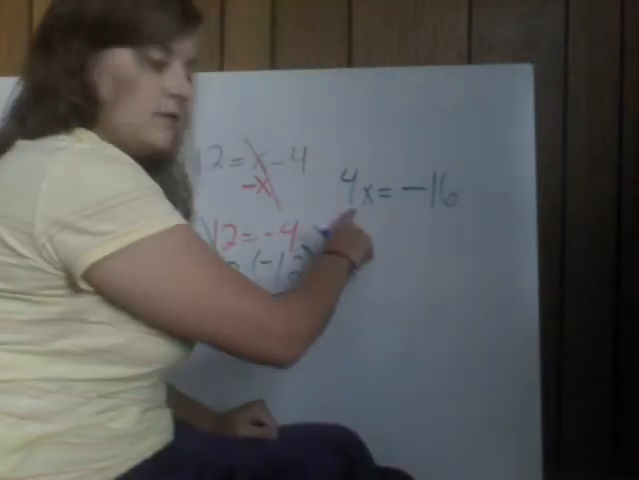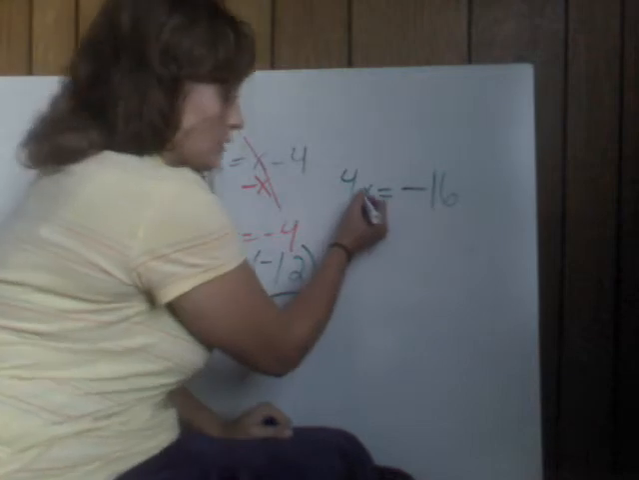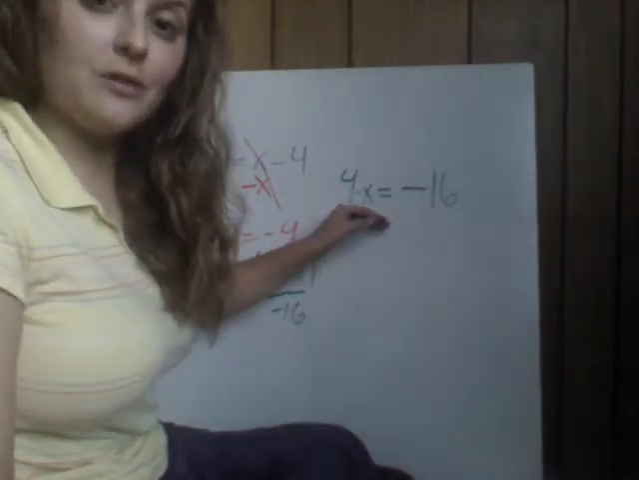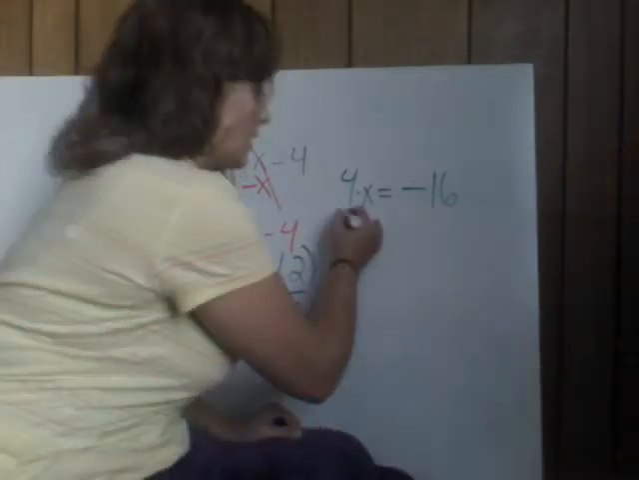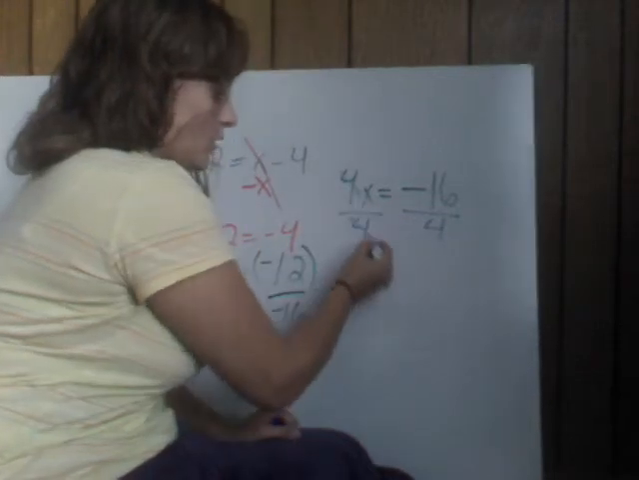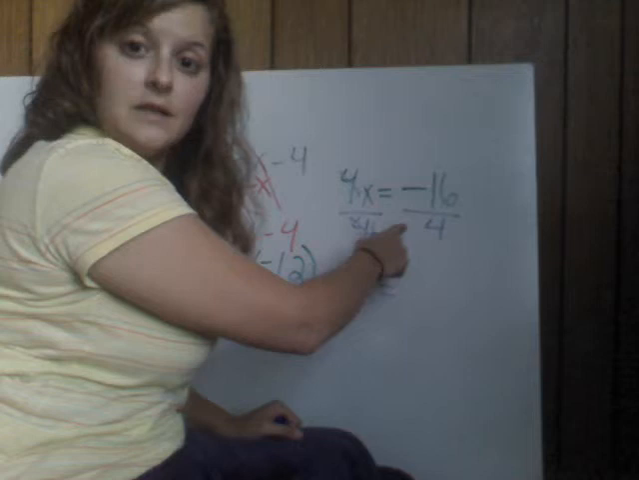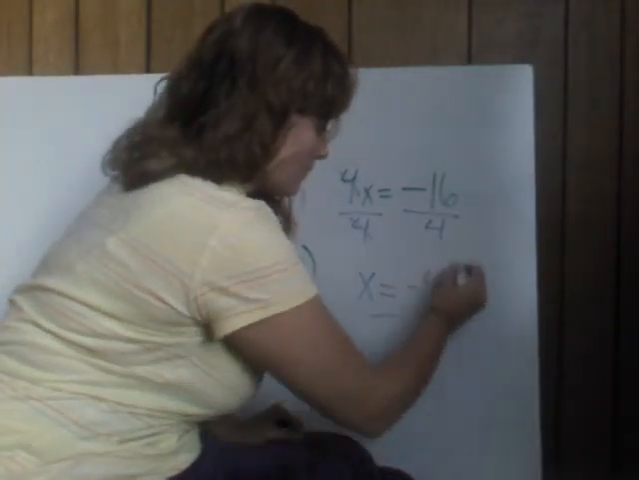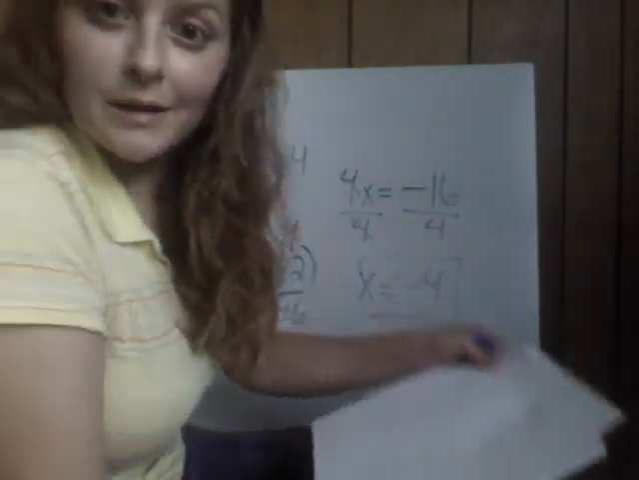I'm going to divide by 4, because you do the opposite. If I have a multiplication right here, because there's a little imaginary dot, and that means multiply, then to get rid of it, I'm going to divide. And I have to do the same to both sides. So I'm going to divide by 4, divide by 4. This 4 and this 4 cancel out. I have x equals negative 16 divided by 4, which is negative 4. If I look at my packet, letter A is negative 4, and we're good.